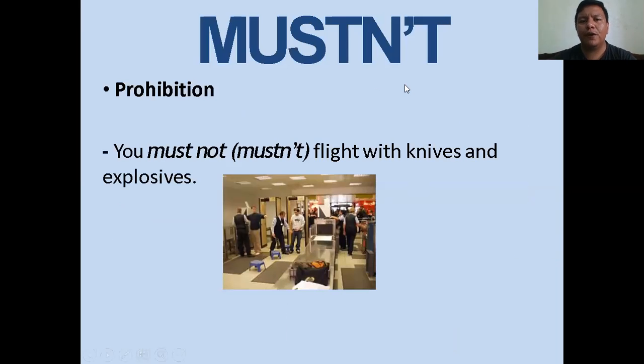Mustn't in the negative form, mustn't, that means a prohibition. So we have, you must not or you mustn't fly with needles and explosives. Entonces usted no puede ingresar, usted no puede pasar con armas ni explosivos, con cuchillos ni explosivos.